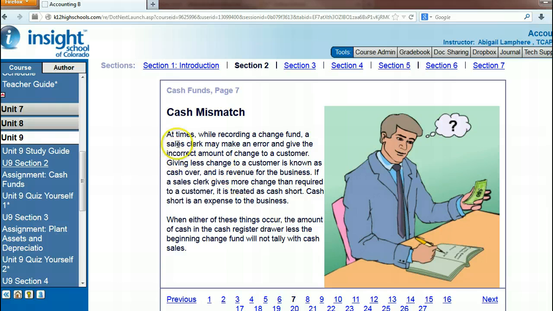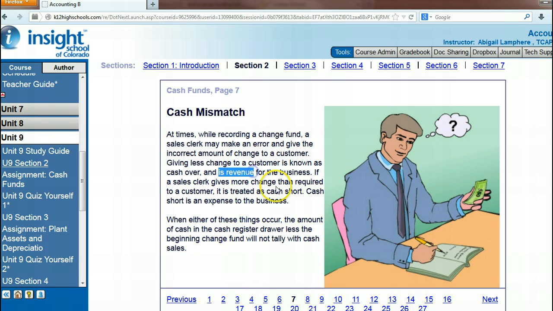As humans, we all make errors, so sometimes there can be a cash mismatch. At times while recording a change fund, a sales clerk may make an error and give the incorrect amount of change to a customer. We might have actually had that happen before. Giving less change to a customer is known as a cash over. So that means we have more money in our register than we should because we did not give as much change as we should have.